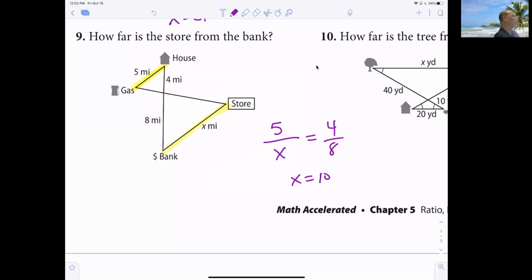Small to large, large to small, large to small. You just can't do small to large and then go large to small. That doesn't make sense. Agreed? I was really confused about what was small and large. Well, the yellow, this guy is the small triangle, and this guy is the large triangle. Small sides to large sides.